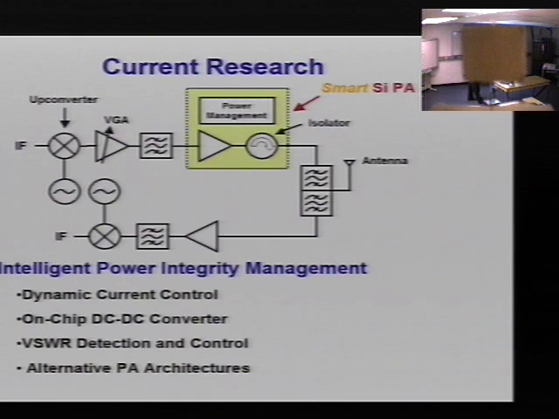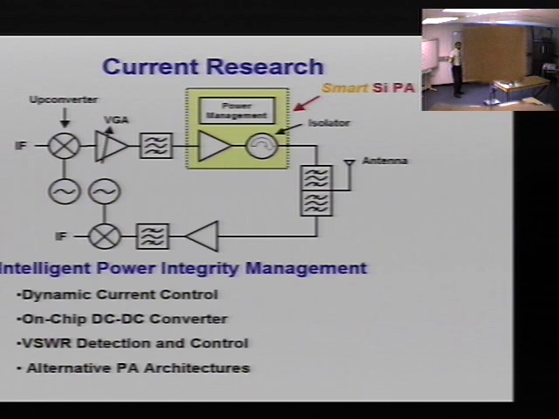Okay, so our current research is looking at an intelligent or smart silicon power amplifier, and basically that combines power management and eliminates the isolator, and that function is integrated as intelligence in the silicon. Predominantly we're looking at various types of current control mechanisms, potentially analog circuitry and digital circuitry in terms of a DC to DC converter.